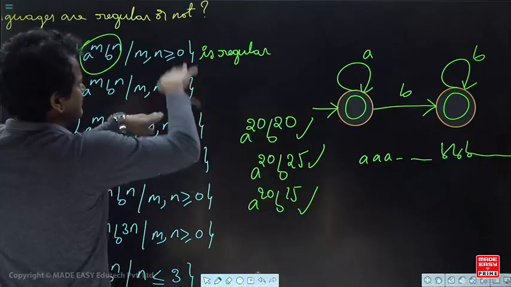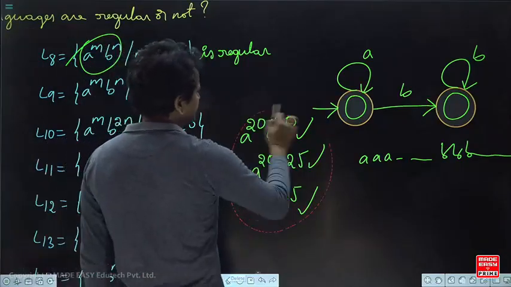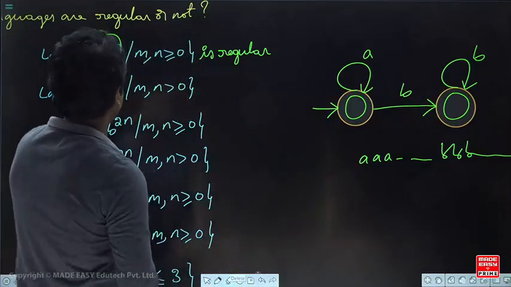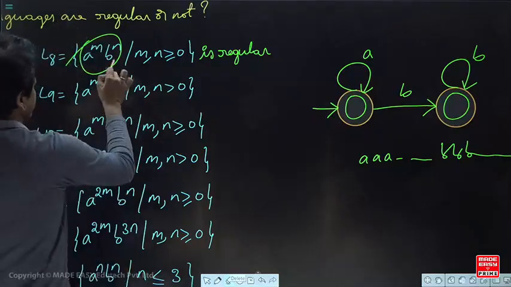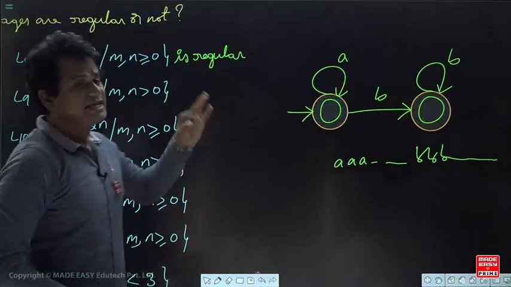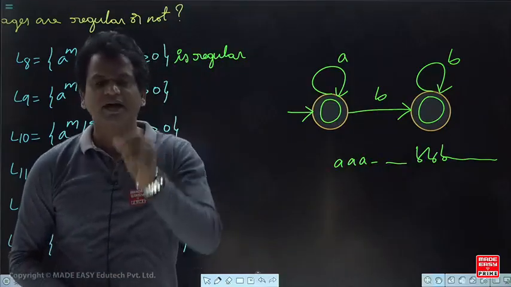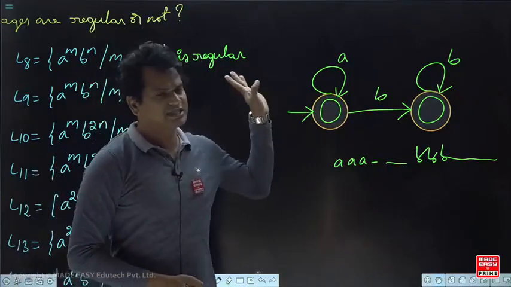A's and B's can be equal, or B's can be more, or A's can be more. All these things are accepted. Moreover, there will be an infinite number of strings. All these infinite number of strings in L8 will be accepted by this machine.